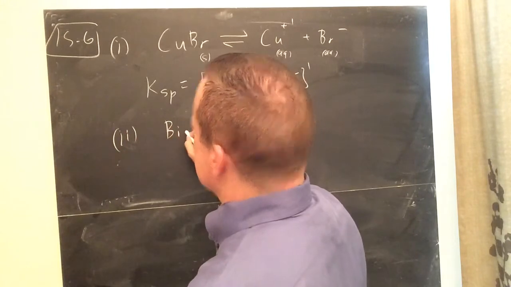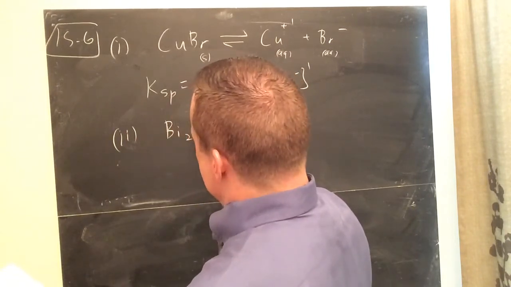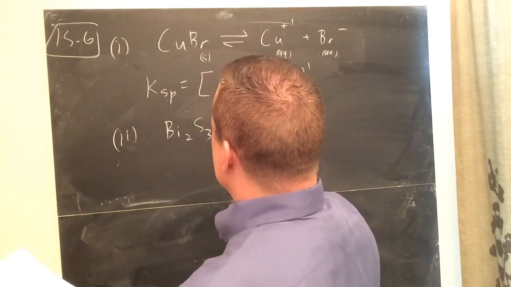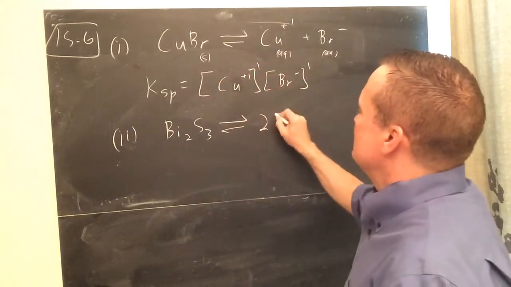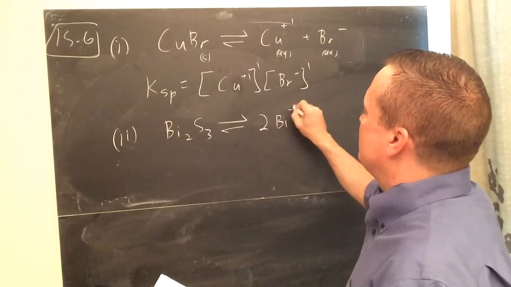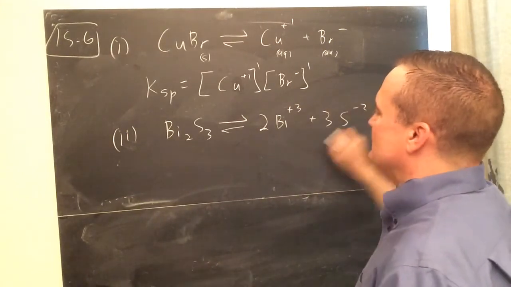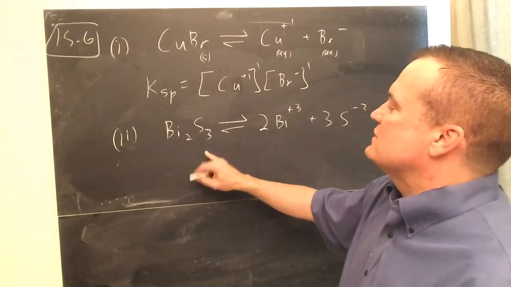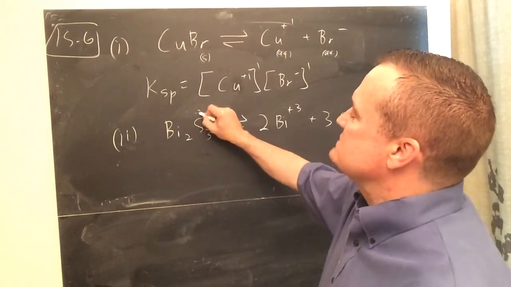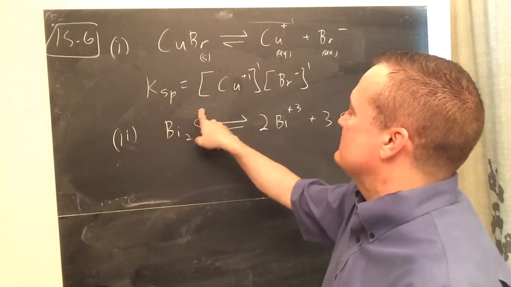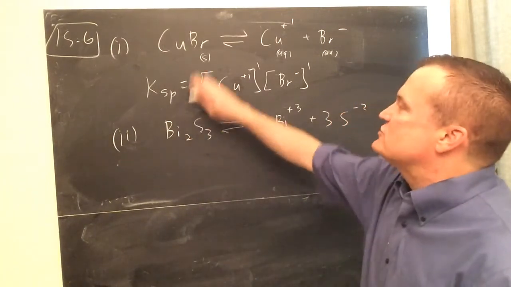It says you have bismuth sulfide, bismuth 3 sulfide. So that will give you 2 Bi plus 3 and 3 S negative 2. Now remember, to get the charges, you ought to know that from long ago. Sulfur is always negative 2. 2 times 3 is 6. So 3 and 2 have to be the charges on top. Don't ever leave the charges there.